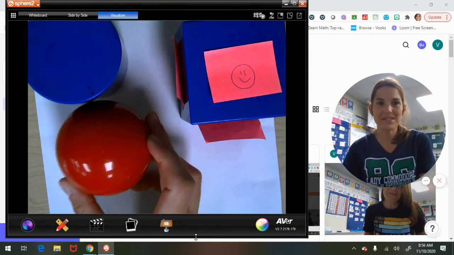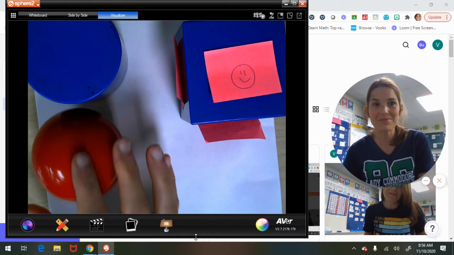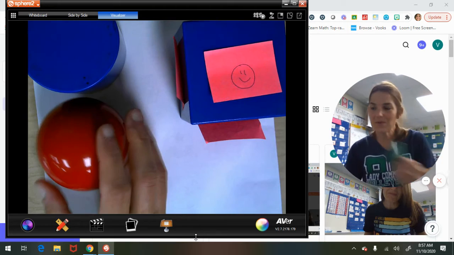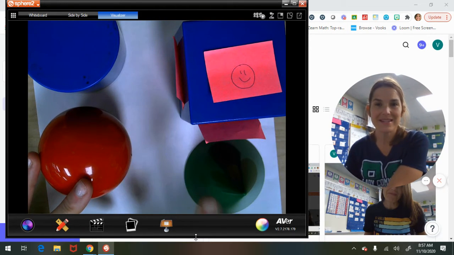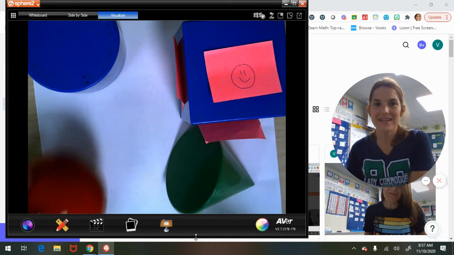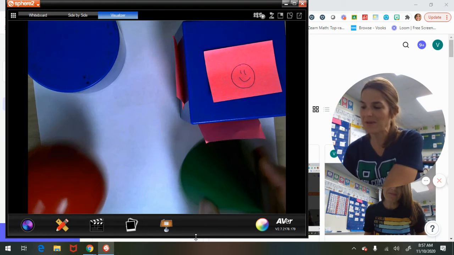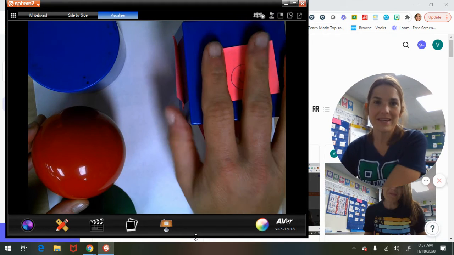Well, now we have the sphere. The sphere can roll. When I put it on the table, it's rolling right there. So there's another one that can roll. And then the cone, when I put it on its face, it doesn't roll. But if I put it on its side, like this, it can roll. So that's one way we could sort those shapes. We could put them into the shapes that can roll and the shapes that cannot roll.